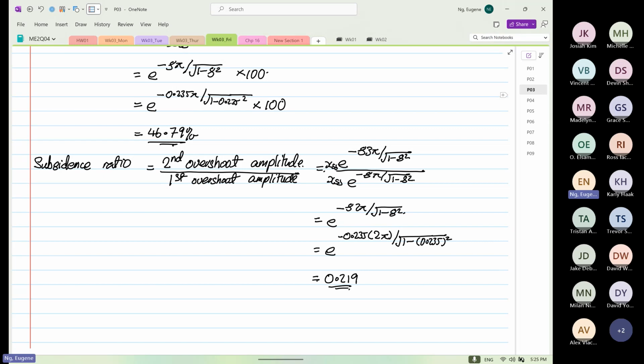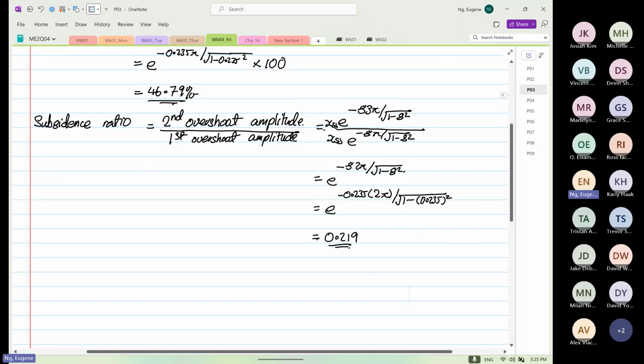Minus 0.235 times 2 times pi divided by square root bracket 1 minus 0.235 squared, close bracket, exponential function of the answer. It's correct. Okay, so that is our subsidence ratio.